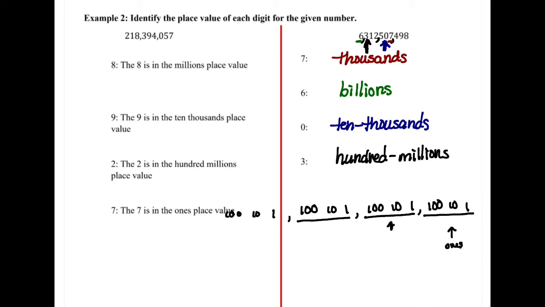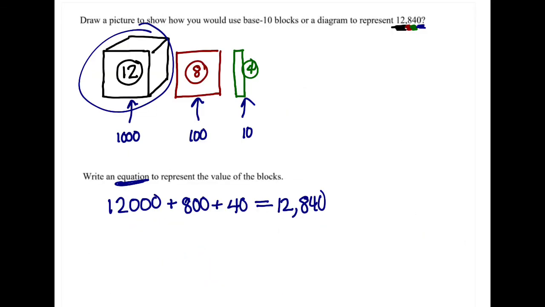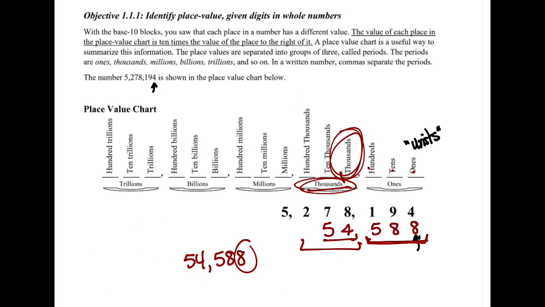The second group, well, the period is thousands. The third period is the millions. Okay, so that's what that chart means. And now that you've seen it a few times, maybe it makes more sense to you.